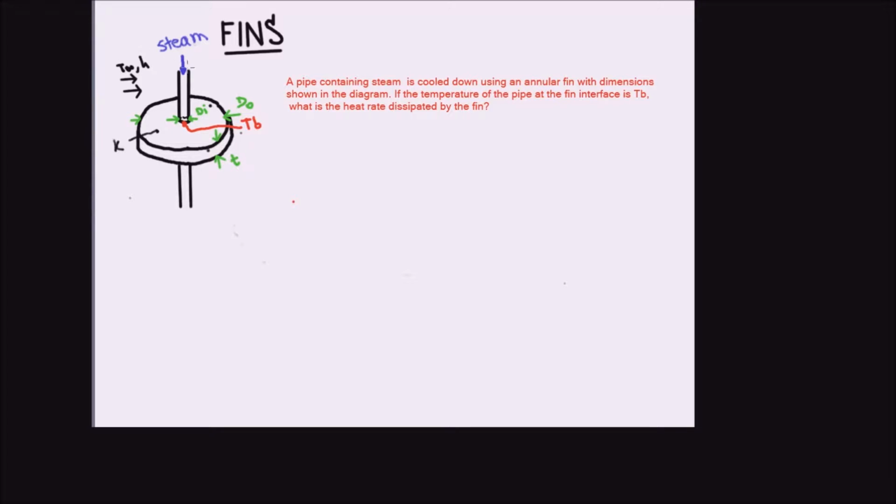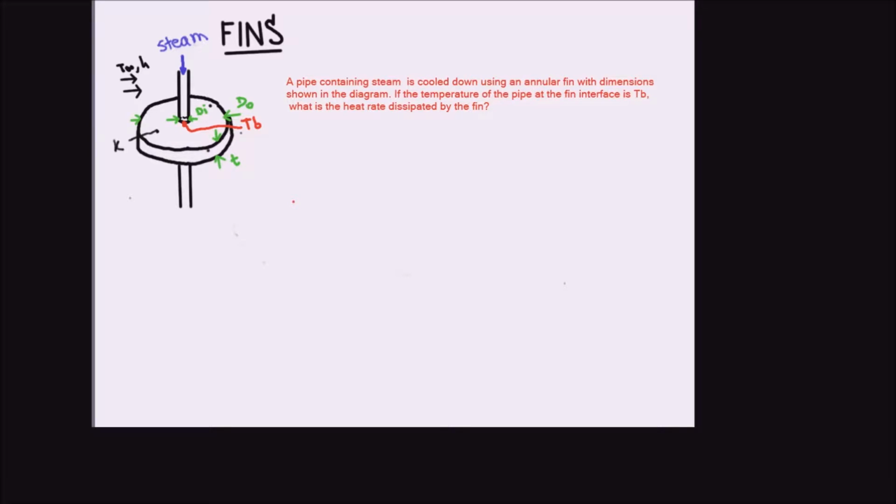We know that we have this pipe containing steam and we wish to cool it down using this annular fin. Notice that the temperature of the pipe will be different along the axial direction. However, we don't care about how the pipe temperature changes along the pipe. We already know the temperature at the interface of the fin. We are interested in finding the heat rate dissipated by the fin, and for that we just need to know the pipe temperature at this interface.